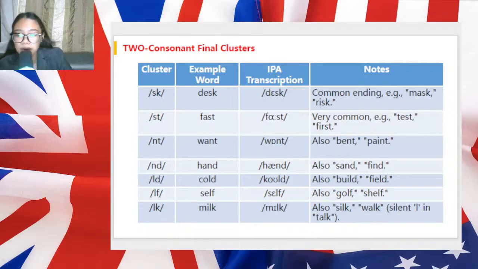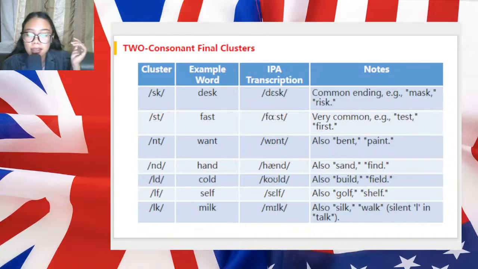Next, we have the ST cluster, as in fast. So it still starts with a hissing sound here, but instead of a K sound, it ends with a T sound. So this is another extremely common final cluster. The S sound smoothly transitions into the T sound at the very end of the word, like in fast. Just like with the initial ST, the T here is unaspirated.